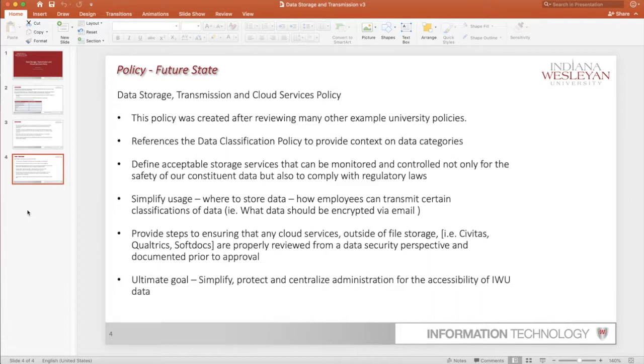This policy references the Data Classification Policy to provide context on the different data categories. It'll define acceptable storage services that can be monitored and controlled not only for the safety of our constituent data, but also to comply with regulatory laws. It'll provide steps to ensure that any cloud services outside of file storage, for instance, software, are properly reviewed from a data security perspective and documented prior to approval. Ultimately, our goal is to simplify, protect, and centralize administration for the accessibility of IWU data.